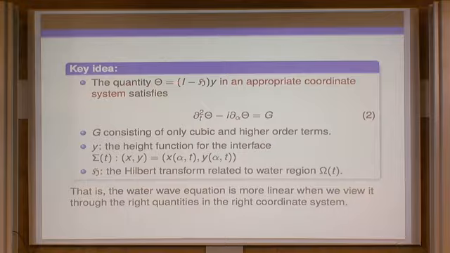So this is linear on the left-hand side, and the right-hand side has no quadratic nonlinearity. That means that for the water wave equation, when you look at the right quantity in the right coordinate system, it is more linear, and then you can solve for longer time. That's the reason we can do it. If you're interested, I can tell you more in the summer school or in private. It's up to you. I believe this is new.